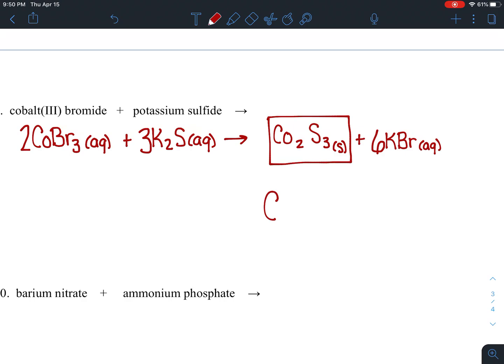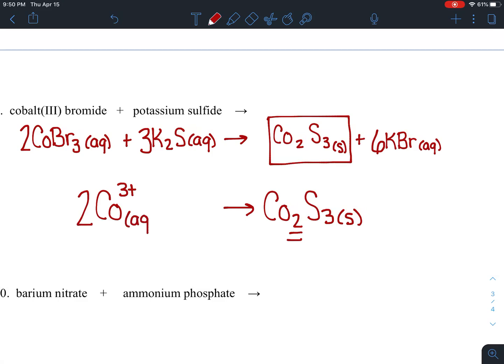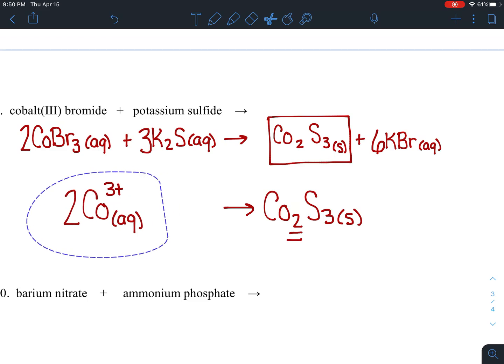Okay, again, I'm going to use my quick, I like to call it my shortcut or cheat. So I'm going to go ahead and write down the solid Co2S3, and that's going to be my solid. And then where did that come from? Well, it came from the fact that I had cobalt, and cobalt had a 3 positive, but because I have a subscript of 2, I know I need 2 of those. And again, anything that has a charge is aqueous.